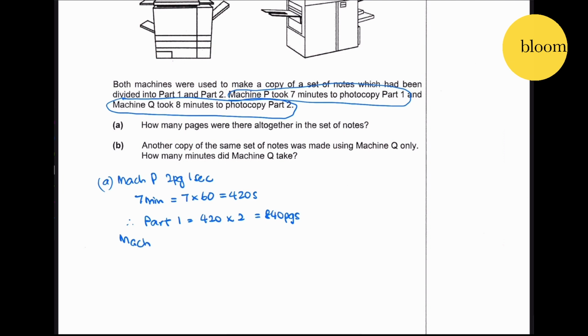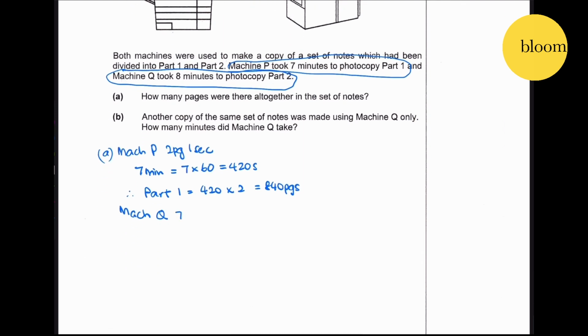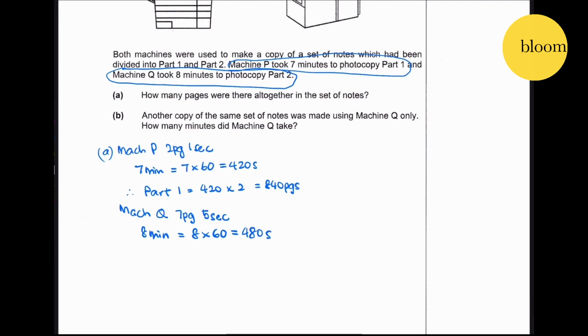Machine Q. Seven pages every five seconds. It took 8 minutes to complete part 2. 8 minutes equals 8 times 60 equals 480 seconds. Therefore, part 2 equals 7 pages multiplied by 480 seconds over 5 seconds, which gives you 672 pages.